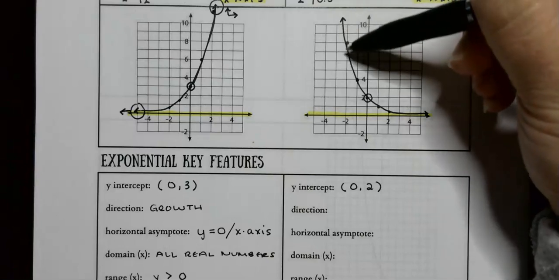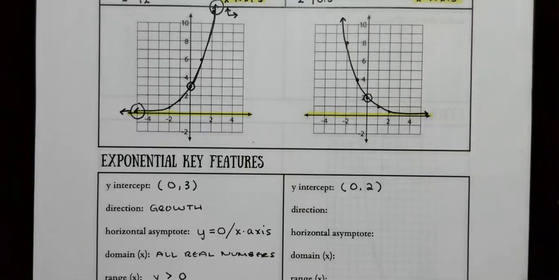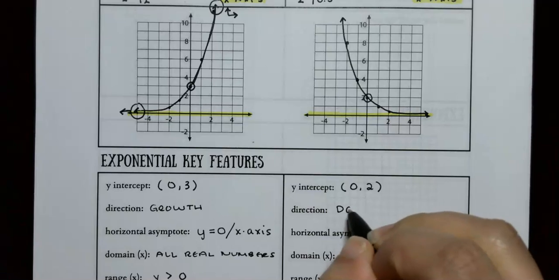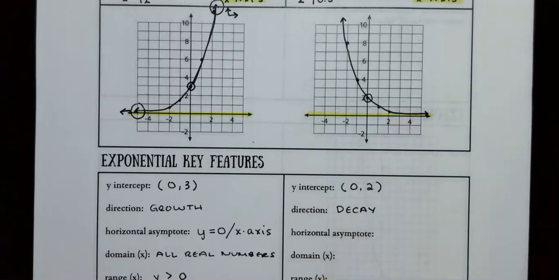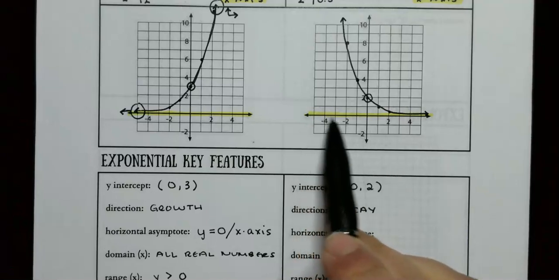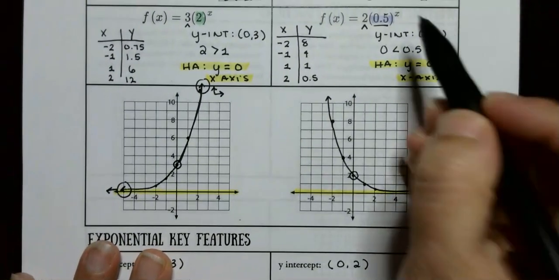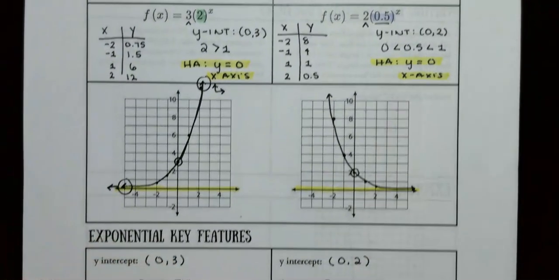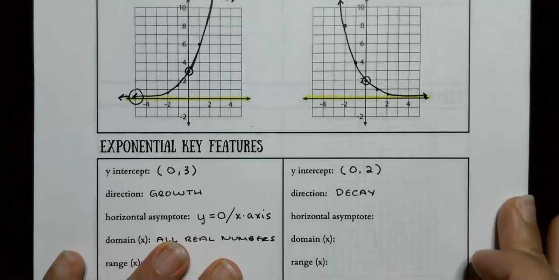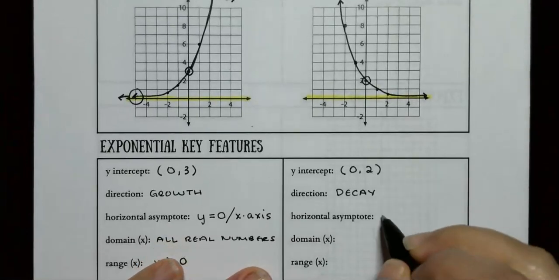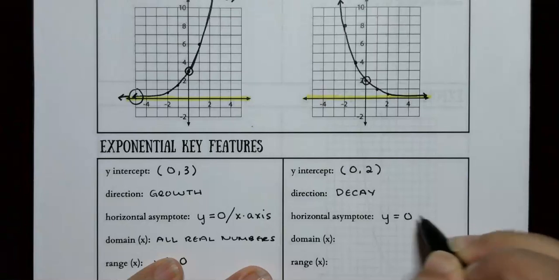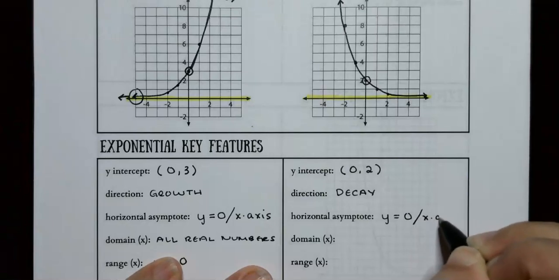Because this one is decreasing from left to right, we're going to say that the direction is a decay. It's decaying. Our horizontal asymptote is still the same. Notice it is still our x-axis because there is not a number that's being added or subtracted at the end. So if there's not a number there, it's an automatic 0. So it's going to be y equals 0, or you can say your x-axis.